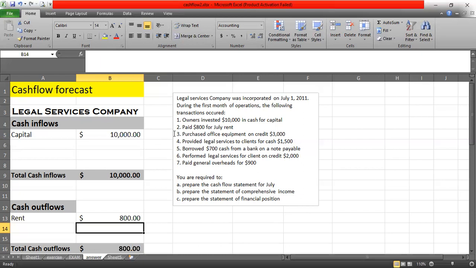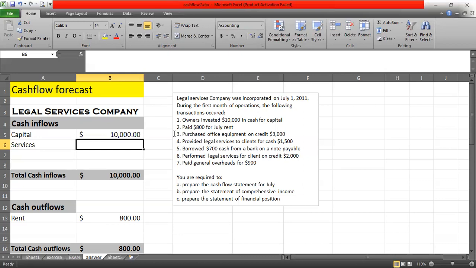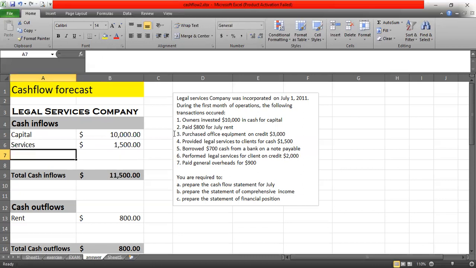Onto number 4, provided legal services to client for cash, $1,500. Since the legal service company provided services to the clients and they get paid in cash, there will be money going into the company. So we'll type in the cash inflows for legal services, whichever wording you like, and it's $1,500 in. Okay, number 3 is already done, and number 4 is already done. All right, now proceed to number 5.